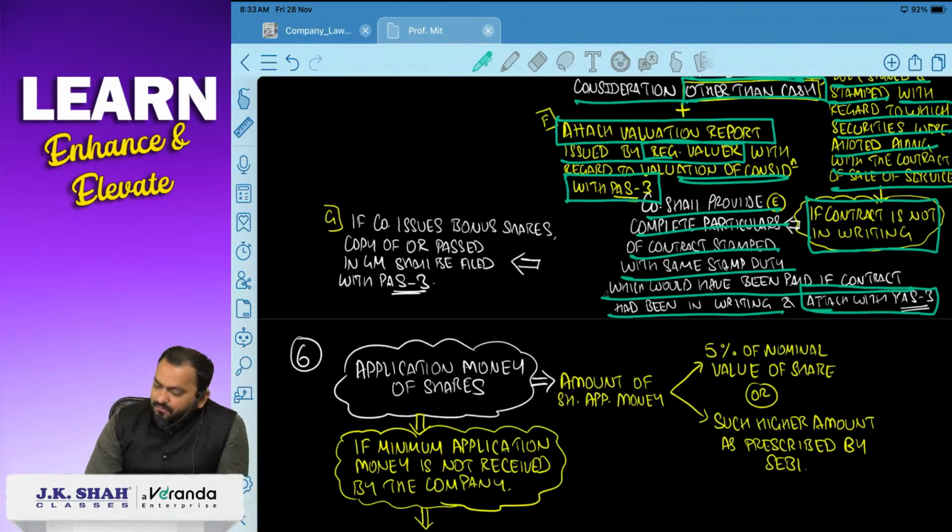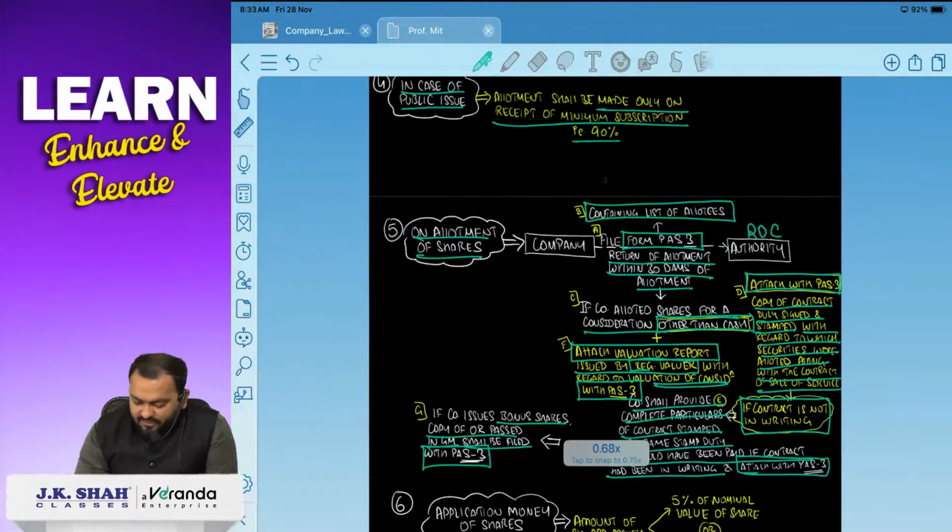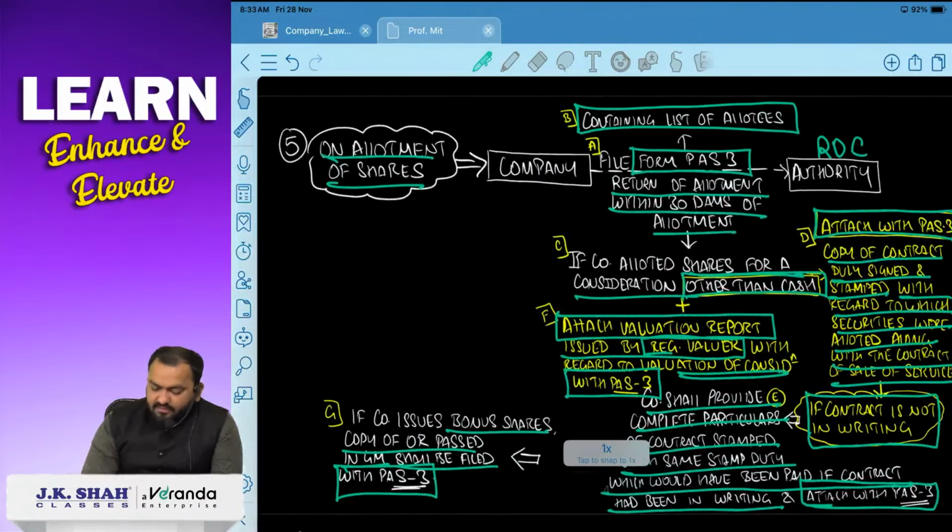Easy. Now, if the company has issued bonus shares, then a copy of the ordinary resolution passed in general meeting shall be attached with the returns, that is PAS 3. Have you understood what I'm saying? Everyone, see this once again.